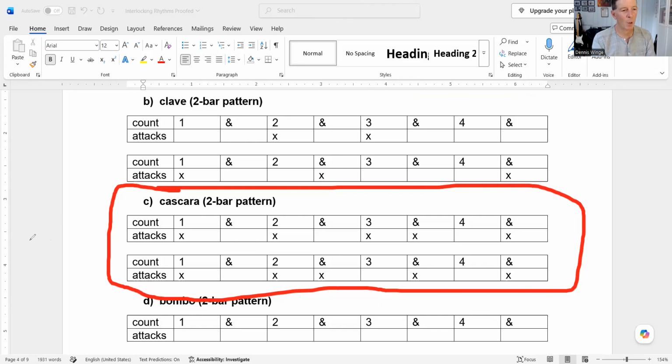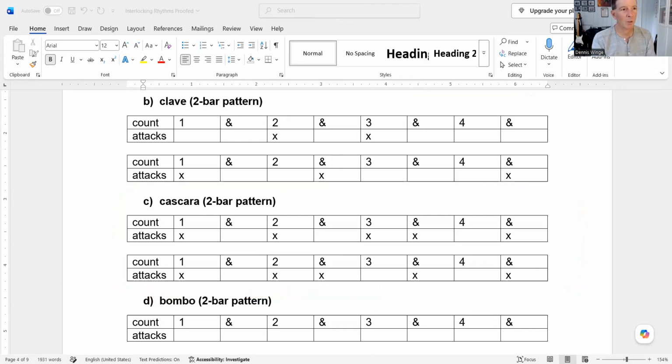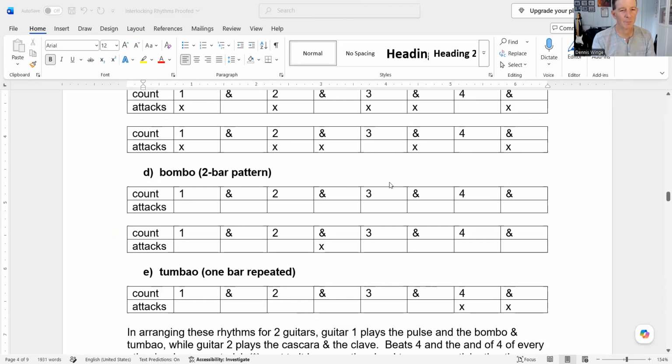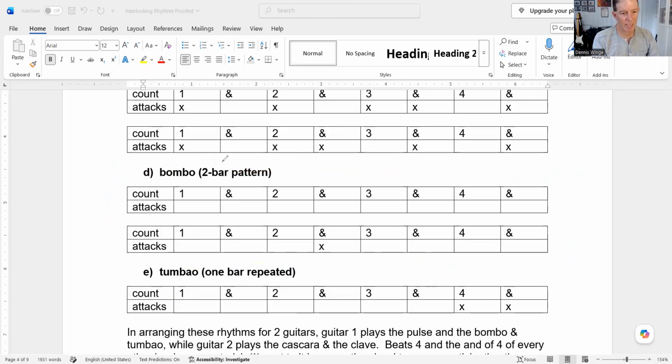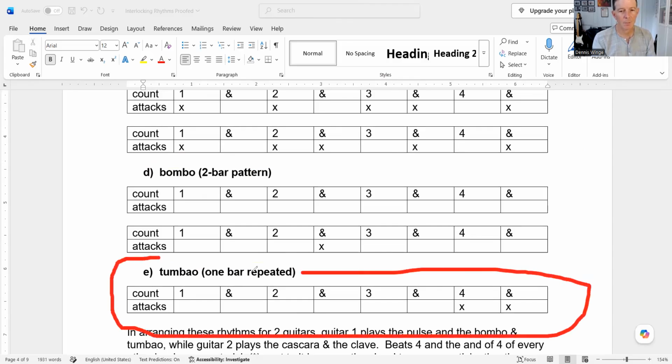And then there's the bombo note, and the bombo note is every other bar. So that's why this first bar is blank, and the second bar only has the and of 2. So it sounds like 1 2 3 4 1 and 1 2 3 4 1 2 and. And finally we get the tumbao, which is like what a conga would play, and it sounds like this: 1 2 3 4 and 3 4 and 4 and.